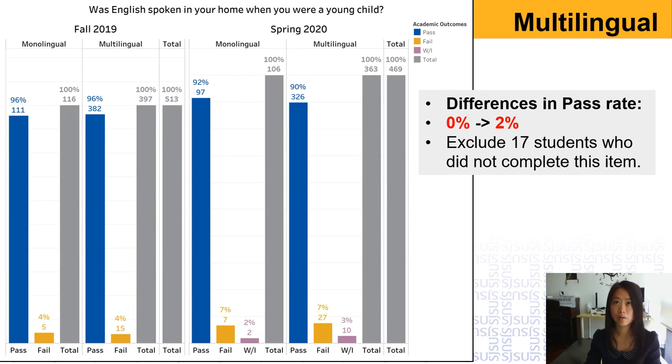For the monolingual and multilingual groups, for fall 2019, we see a 0% difference here. For spring 2020, we see a 2% difference. Monolingual is a little bit higher, and the multilingual students are 2% lower. Among those data, we have 17 students who did not complete these items and are not included.